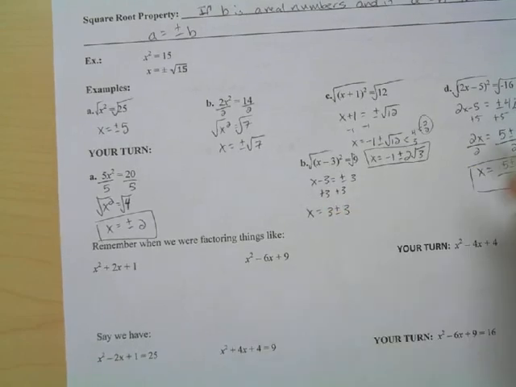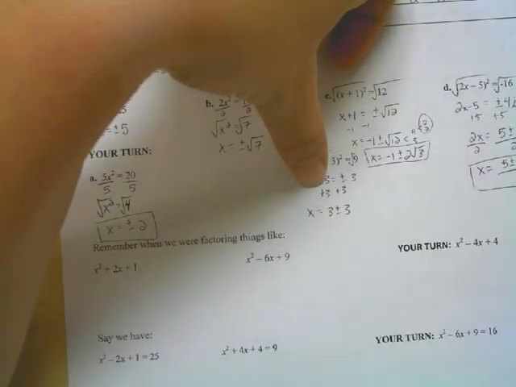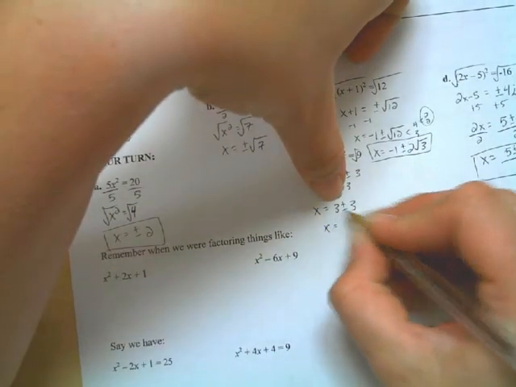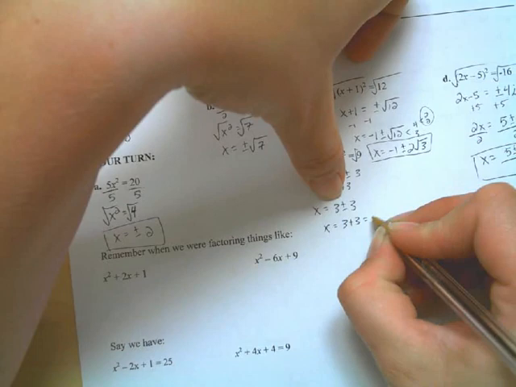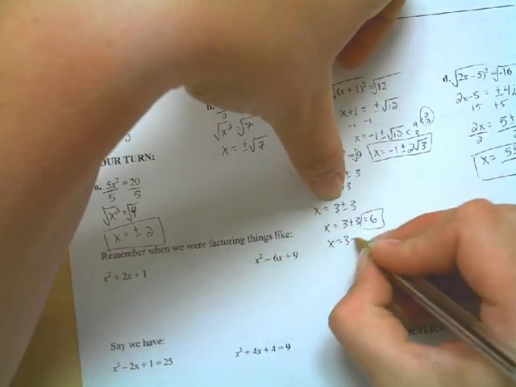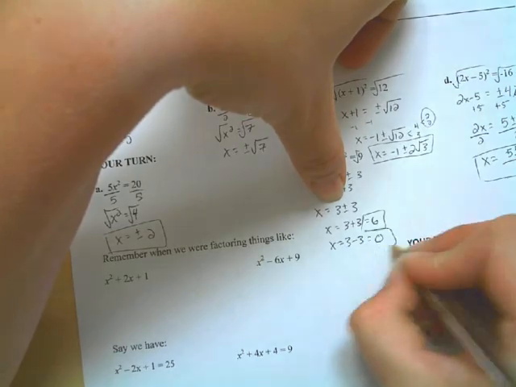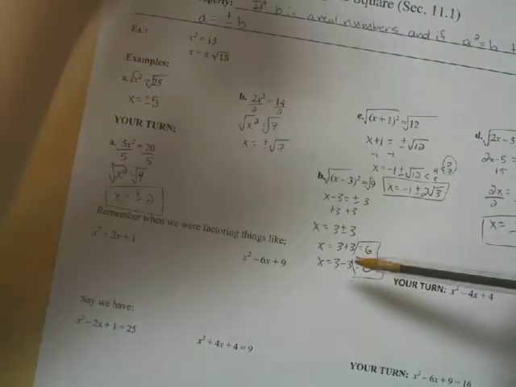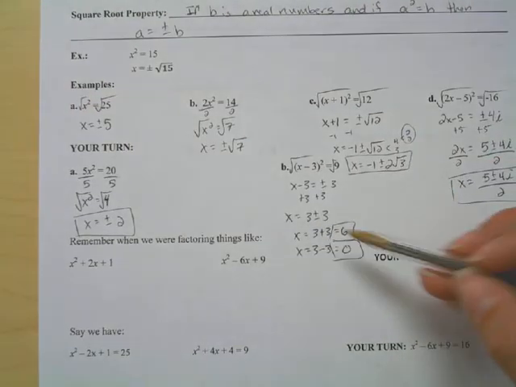Since these are actual numbers that we can add and subtract, we need to do that. So one answer is 3 plus 3, which is 6. So there's 1, and the other answer is 3 minus 3, which is 0. There's my two answers. So anytime you have actual real numbers that you can add together, then you need to actually break that apart.